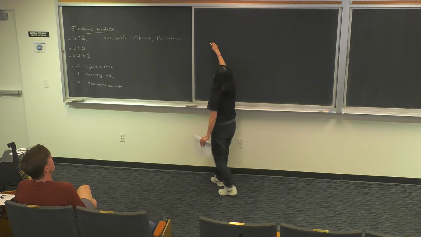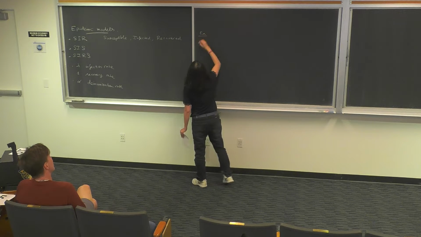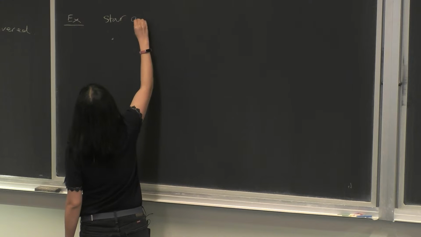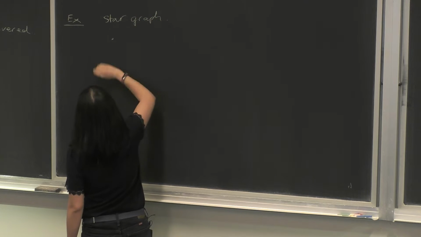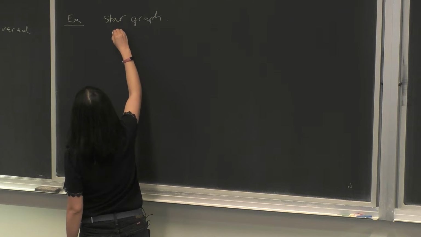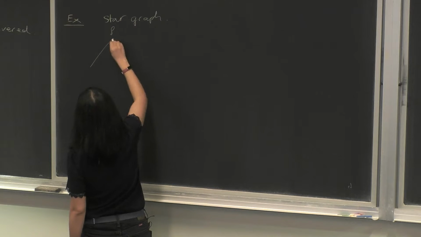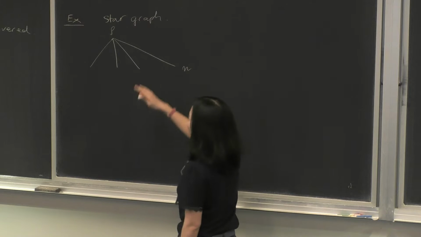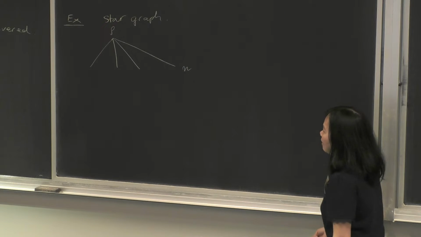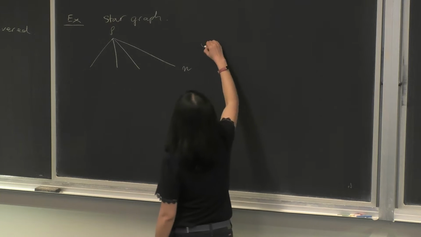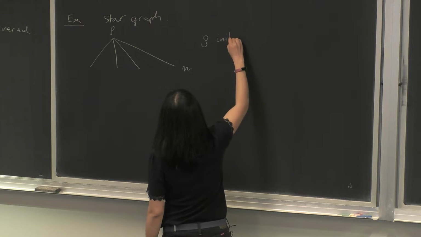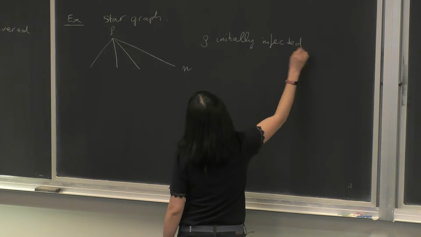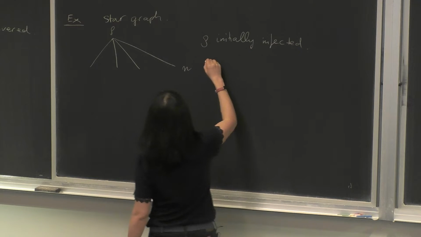And so here is an example. We have a star graph. That means we have a vertex, which we call the root, and a bunch of neighbors. So let's say we have n neighbors. We call this an n-star graph. And let's say the root is initially infected, and all the leaves are susceptible.